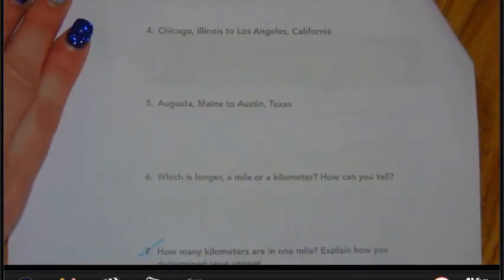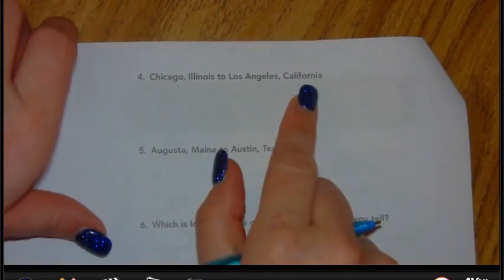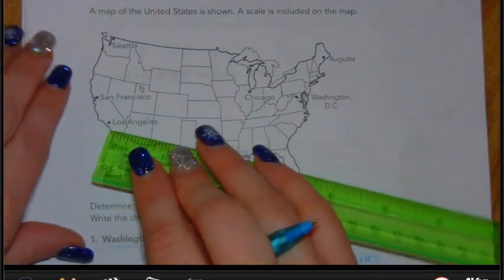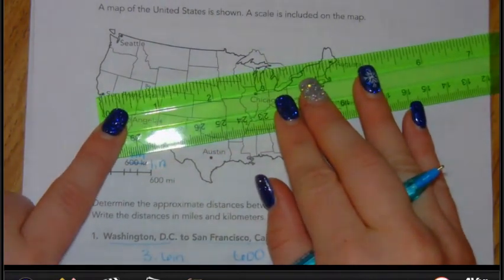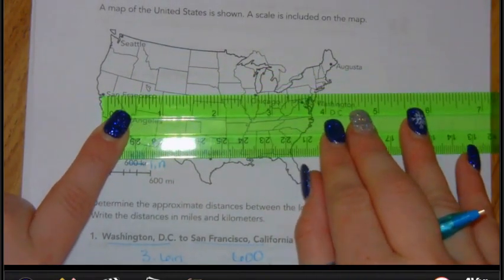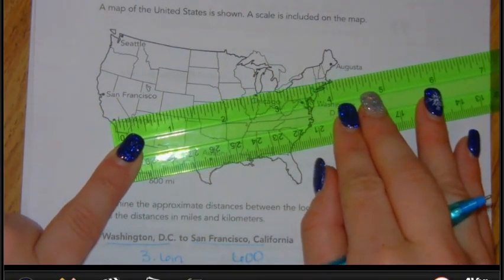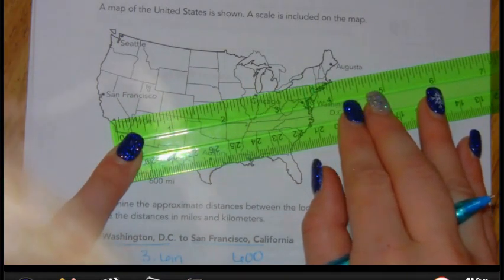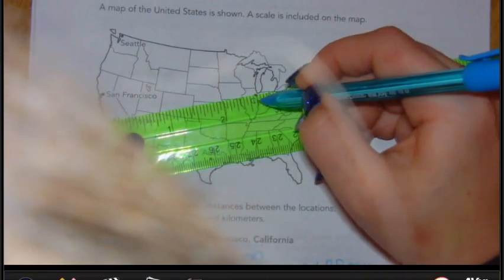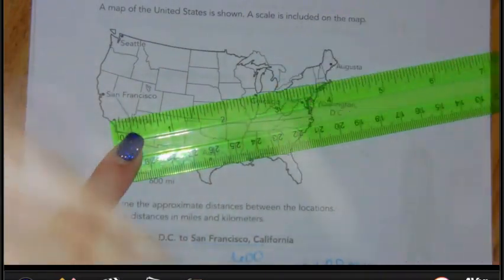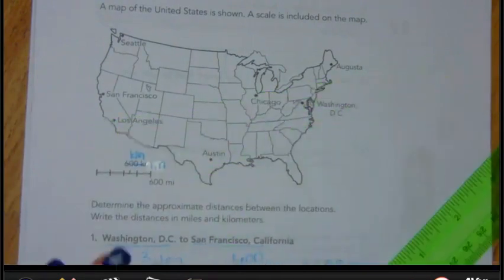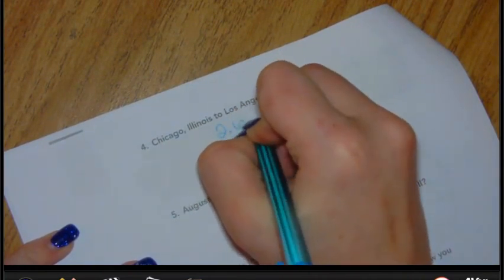All right, we have 3 more. Number 4, Chicago, Illinois to LA. I'm going to take my handy-dandy ruler. I've got my ruler on the inch from LA, and we're going to move it all the way over to, oh no, LA's down here, to Chicago. I'm at about 2.5, that's 2.6. So LA to Chicago is 2.6 inches.